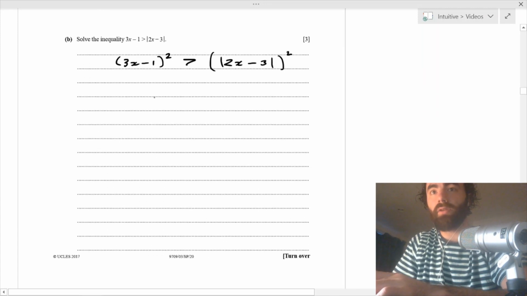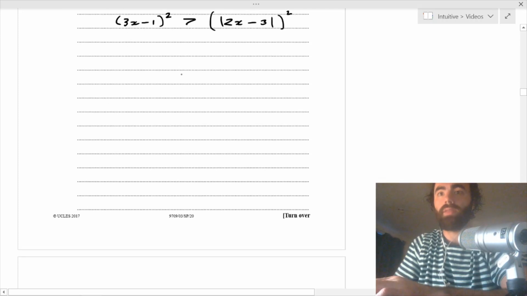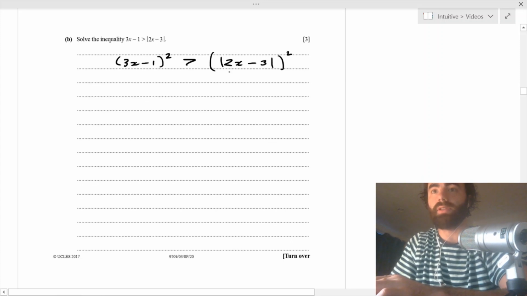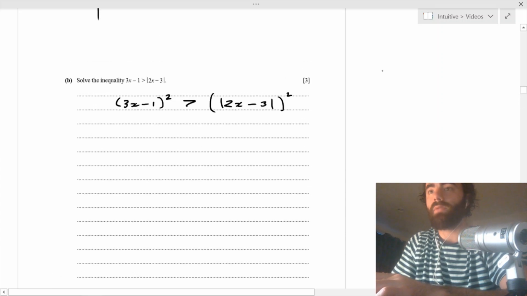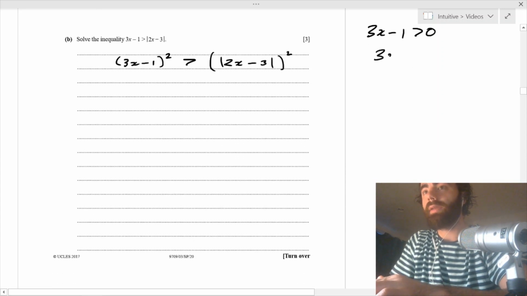But we can only square both sides and keep the inequality sign in the same direction if both sides are positive. Clearly this 2x minus 3 is always going to be positive, but this 3x minus 1 is only going to be positive, or greater than 0, when, if we rearrange all of this, x is greater than 1/3.